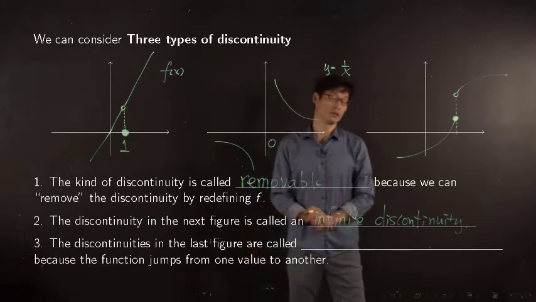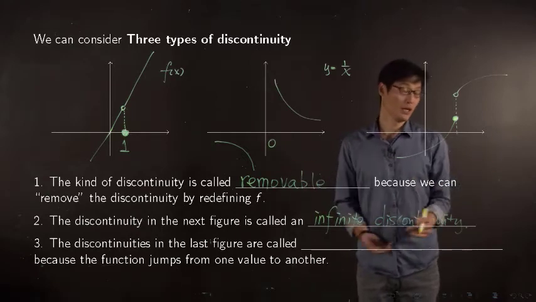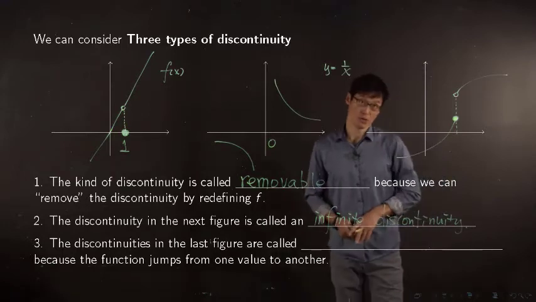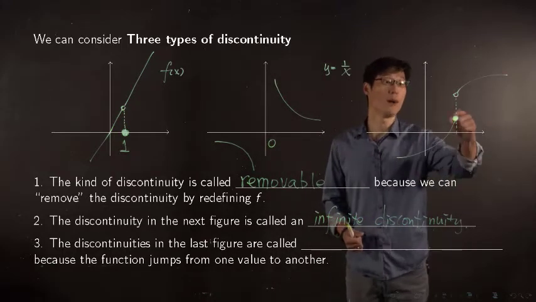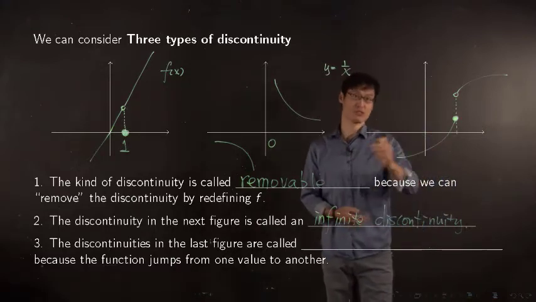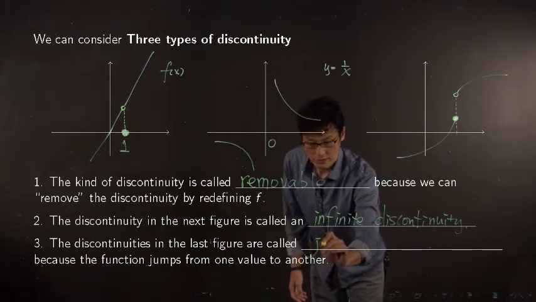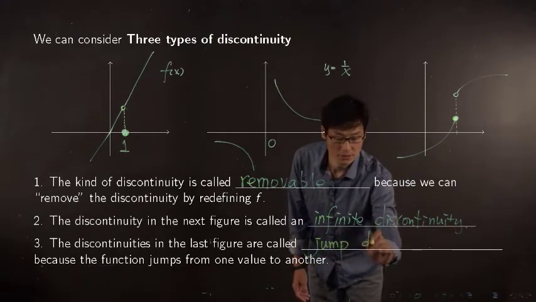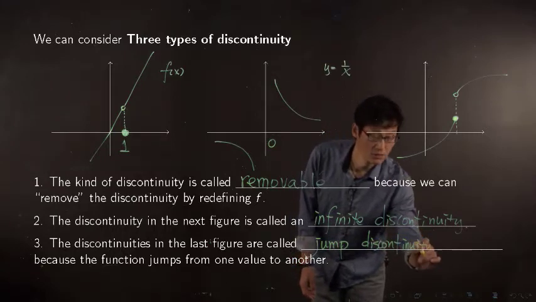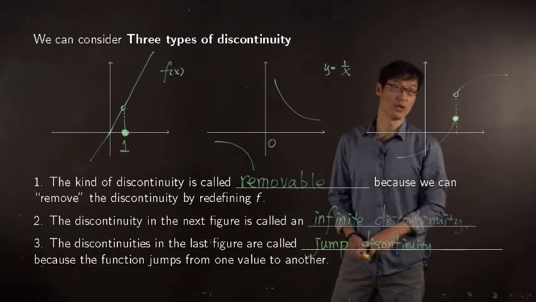Look at the third case. The graph of this looks like that. Suppose our graph has a graph like this. Then it looks like your graph jumps at this point. So in that sense, this type of discontinuity is called jump discontinuity, because the function jumps from one value to another.